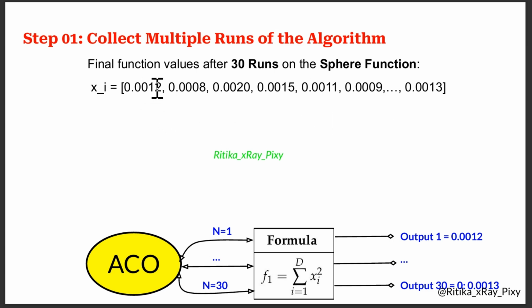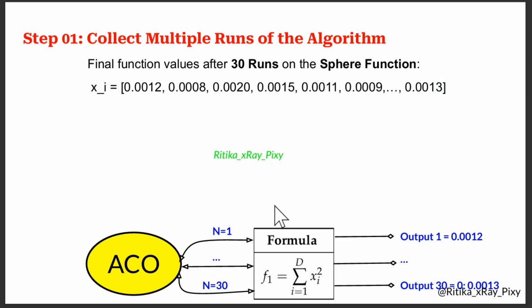We have x equal to 0.0012. This is the algorithm value, that is the ACO value on the sphere function. First run, second run we have 0.008. Third time when we run this algorithm on the sphere function, the value we have is 0.0020. Like that, the 30th value we have is 0.0013.